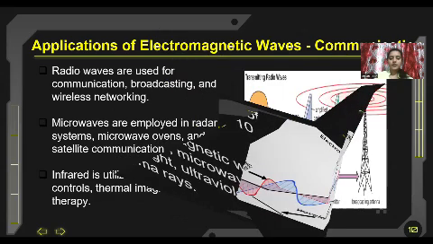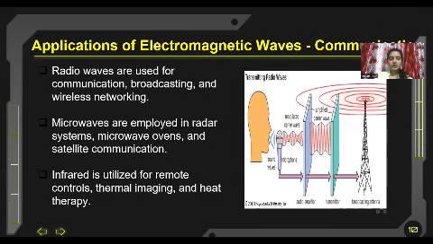Applications of electromagnetic waves in the field of communication. Radio waves are used for communication, broadcasting and also wireless networking, right? And also microwaves are employed in radar systems and satellite communication. Infrared is generally utilized for remote controls, thermal imaging and also heat therapy.